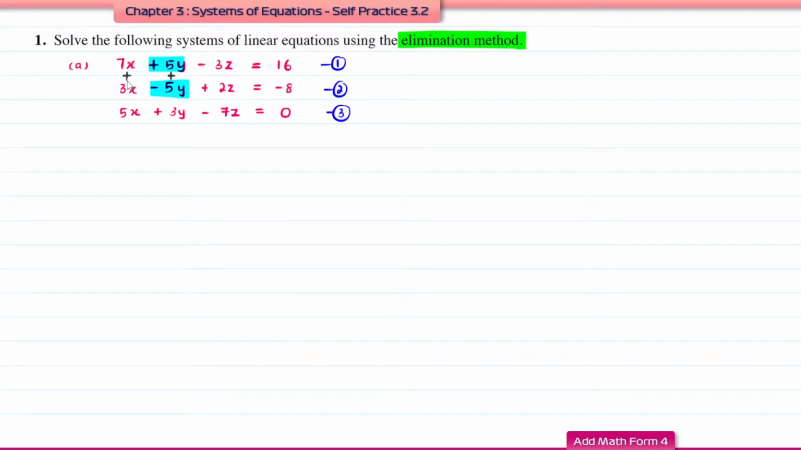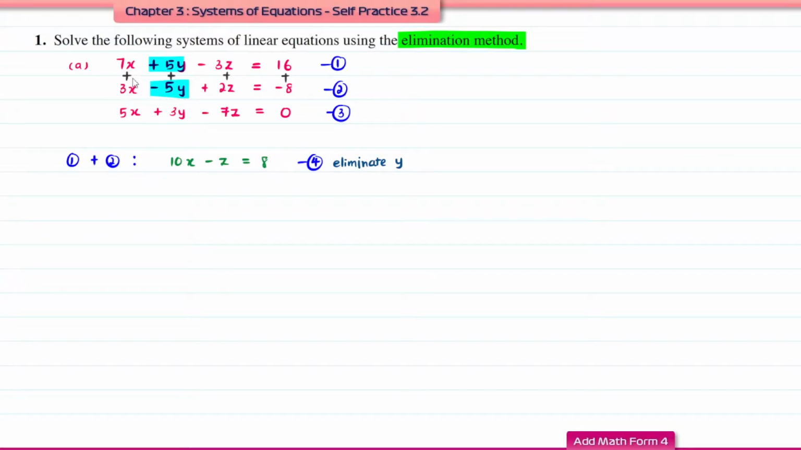For the rest of the terms here, I'm going to add them together as well. So here, equation number 1 plus equation number 2: 7x plus 3x is 10x, and negative 3z plus 2z is minus z, equal to 16 minus 8, which is 8. I'm going to label this as equation number 4. So here we already eliminated the variable y.